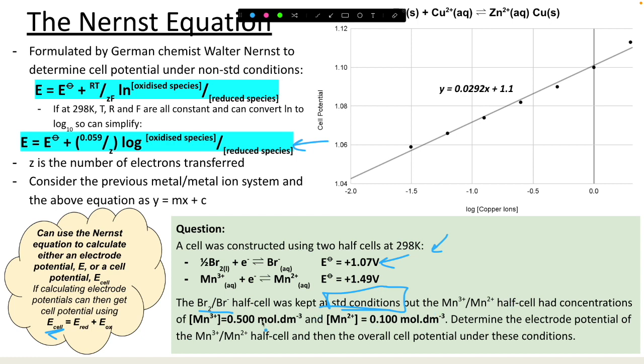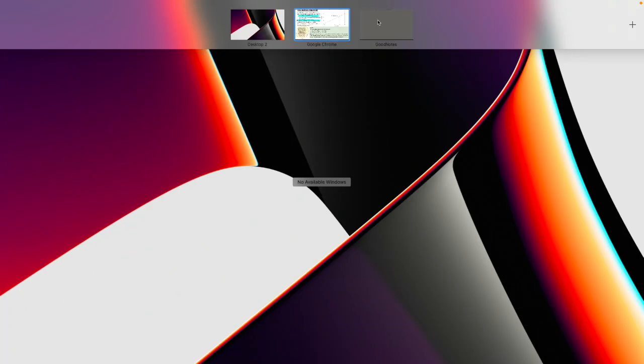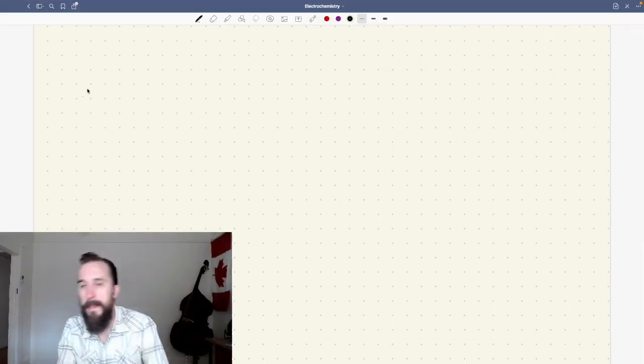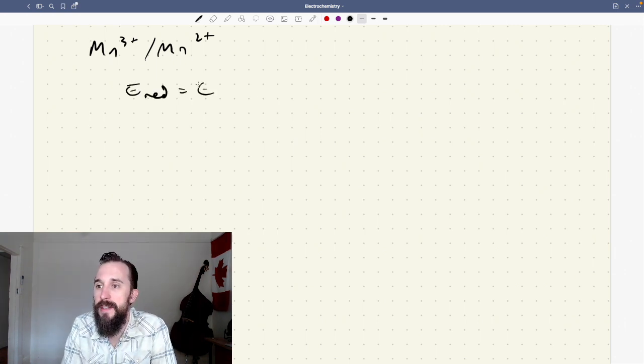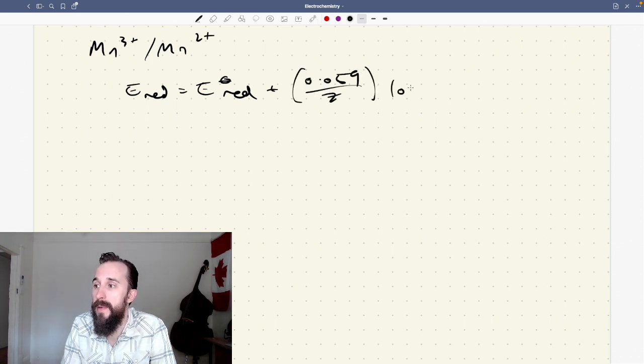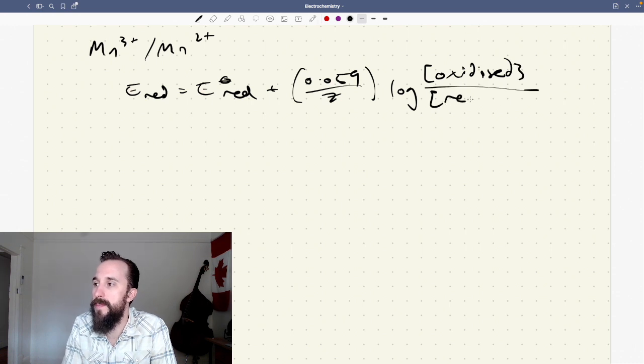But what we've got to do is calculate the manganese half cell under these non-standard conditions. So let's do that using this Nernst equation. So our manganese 3+, manganese 2+ half cell. Our Nernst equation, we're getting a reduction potential here under non-standard conditions. It's going to be equal to the reduction potential under standard conditions, plus 0.059 divided by the number of electrons transferred, times the logarithm of the concentration of the oxidized species divided by the concentration of the reduced species.